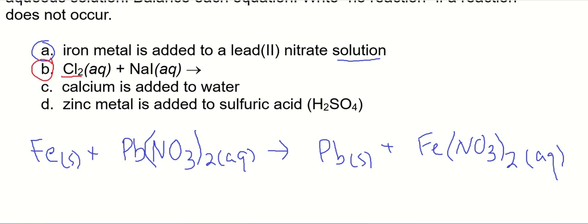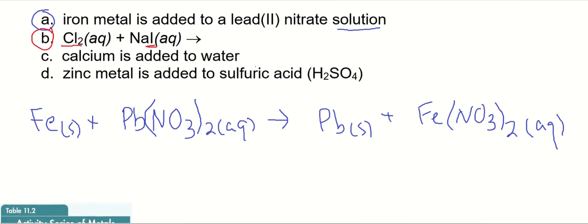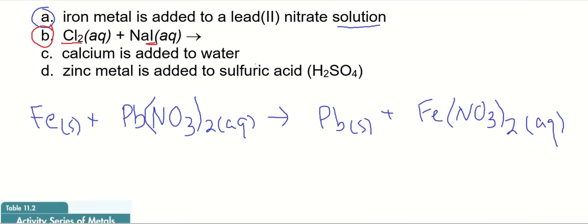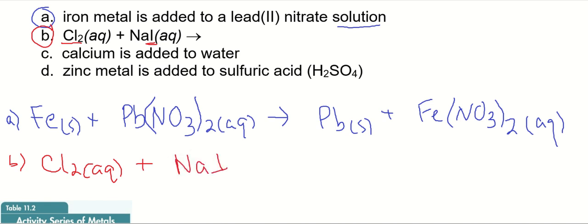All right, now B, they're giving you halogens and I don't think you have any of these on your test, but the activity series for halogens is the higher it is on the periodic table, the more reactive it is. Okay, so this is going to happen. Chlorine is going to replace iodine. All right, let's do it. Let me label this A, B. All right, chlorine dissolved in solution. And sodium iodide also dissolved in solution.